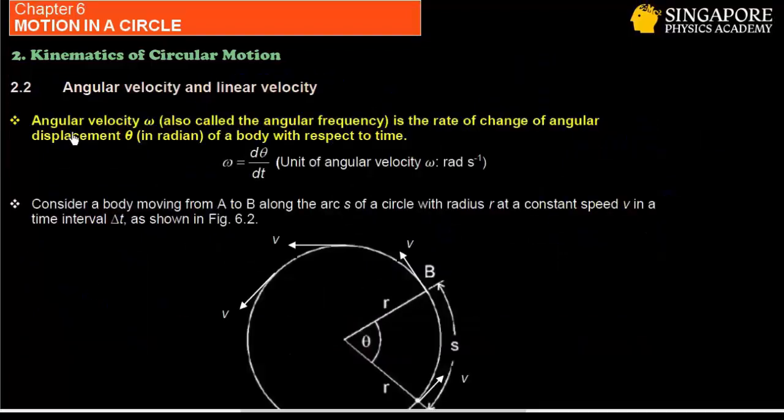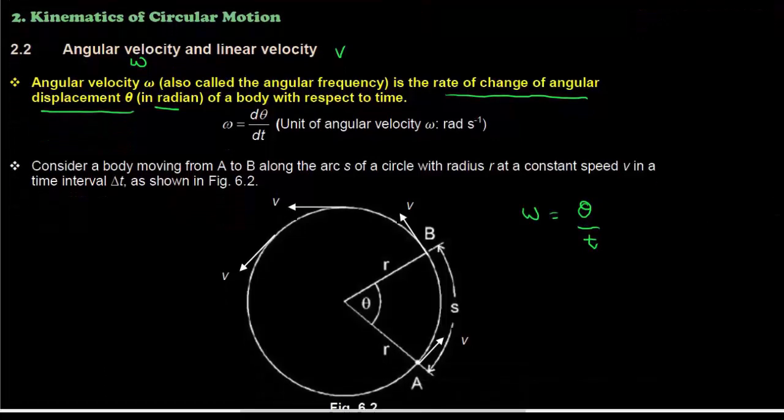Let's recap on what I've told you just now. What is angular velocity omega? Linear velocity is V. What is the relationship between omega and V? Omega, or angular velocity, is the rate of change of angular displacement in radians with respect to time. Omega is simply how much angle travels in 1 second. This must be in radian. It is not in degrees.